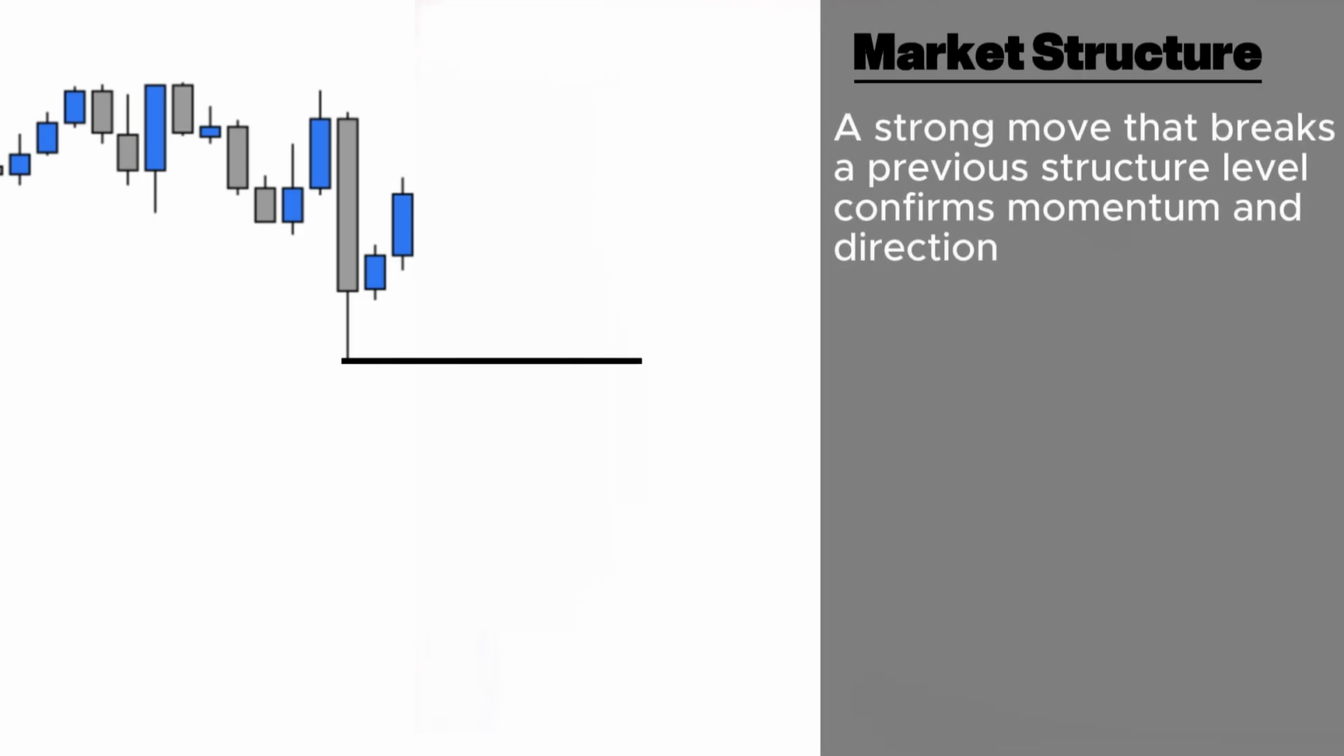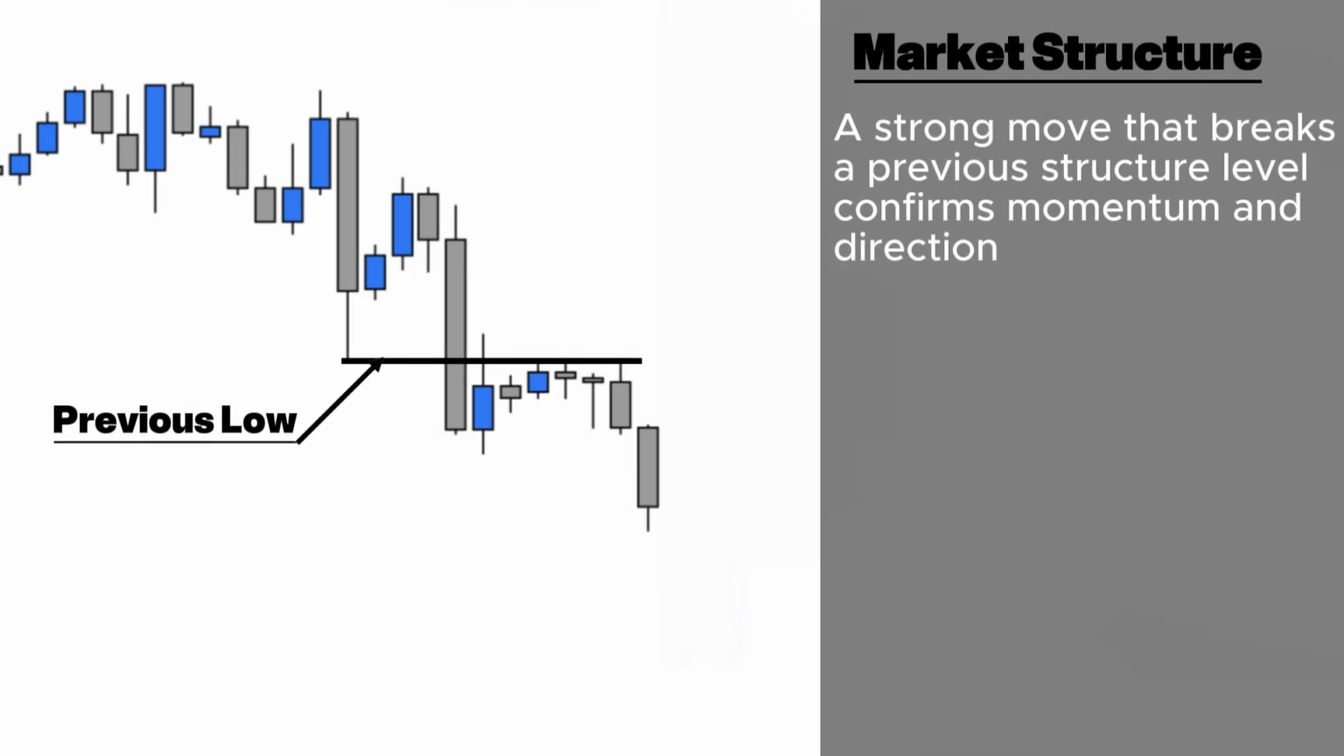There is one more key requirement that turns a supply or demand zone into a high quality level. And that's market structure. A strong move that breaks a previous structure level confirms momentum and direction. This structure break adds confluence and helps validate that the move wasn't random, but intentional. When supply or demand is aligned with a structure shift, it becomes far more meaningful for trading decisions.